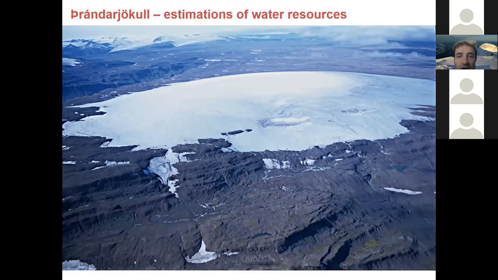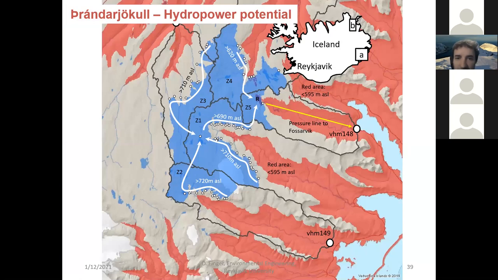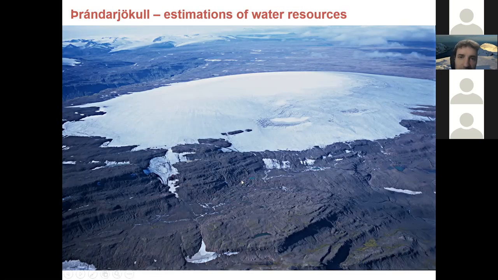But hydrological modeling is important because you could assess, for example, for Thrandarjökull, you could go in and use hydrological models to estimate how much water is melting from an ice cap like this and how much energy can be produced with the water that is melting on an ice cap like this, which is roughly 1,600 meters high or 1,000 meters high. So we did this by simply using, so here's Thrandarjökull, the picture you saw before of this ice cap here.